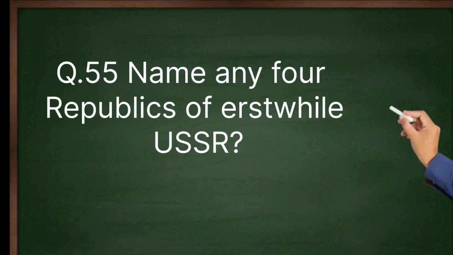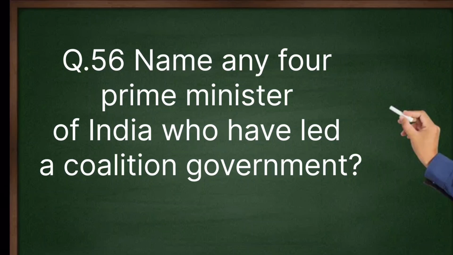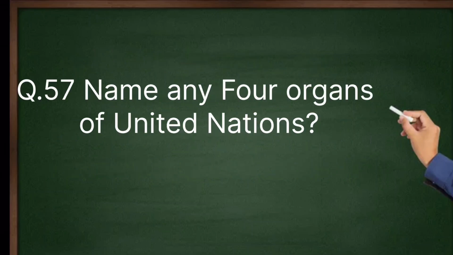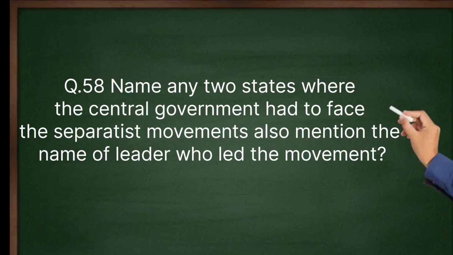Name any 4 republics of erstwhile USSR. Name any 4 Prime Ministers of India who led a coalition government. Name any 4 organs of United Nations. Name any 2 states where central government had to face separatist movements. Also mention the name of leader who led the movement.